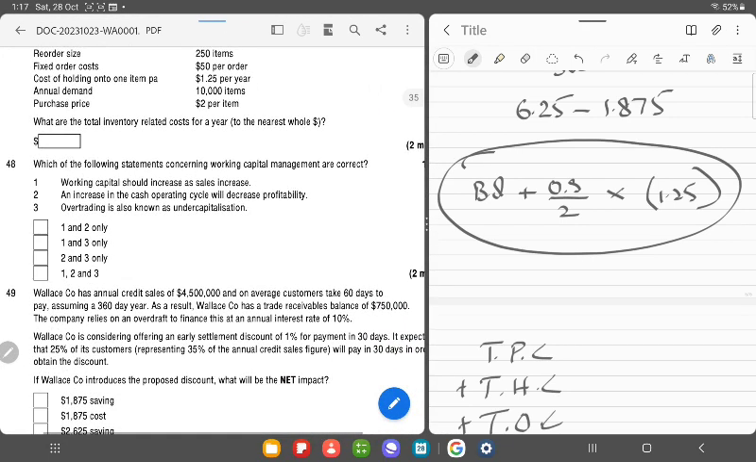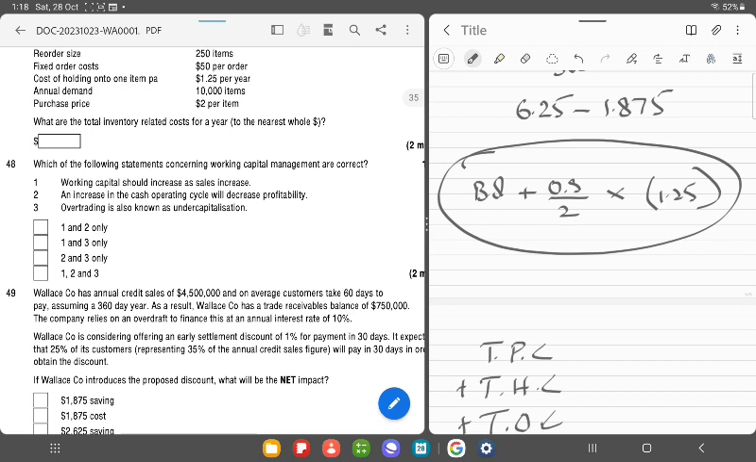Next is, which of the following statements concerning working capital management are correct? Number one is working capital should increase as sales revenue increases. It is correct, because as sales increase, our receivables increase and we need more investment in working capital. Inventory turns into receivables, and as inventory is valued at cost and receivables are valued at sale price, working capital should increase as sales increase.